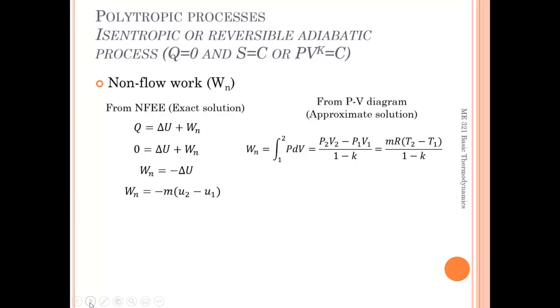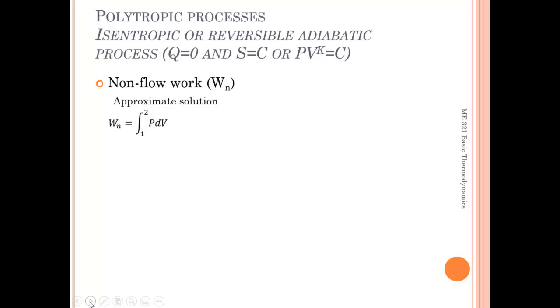On the other hand, the approximate solution for finding the non-flow work can be found from finding the area bounded by the PV curve. One of the simplifying assumptions in which this formula is based is that the specific heat ratio stays constant. Therefore, I will now be deriving this formula in the next slide of this presentation.